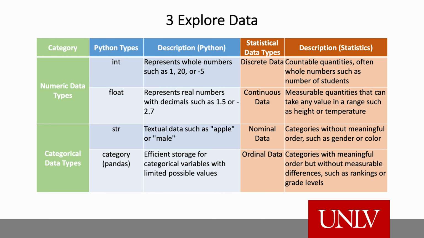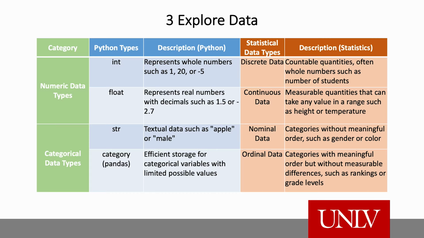While Python has specific data types for programming purposes, these often correlate with the types used in statistics. For example, in Python, the numeric data type has two main types: int for whole numbers, like 120 or -5, and float for real numbers with decimals, such as 1.5 or -2.7. These map to two statistical concepts: discrete data, which represents countable quantities, often whole numbers like the number of students, and continuous data, which represents measurable quantities that can take any value in a range, such as height or temperature.